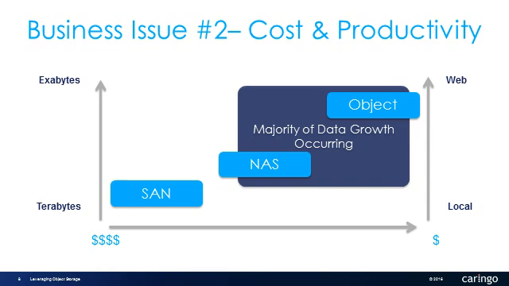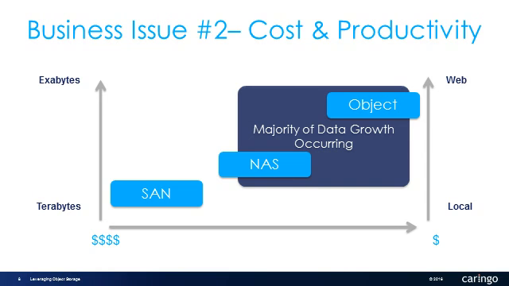At the bottom, you have price. And on the right-hand side, you have local or web-based access. So you can see where object storage fits in from a capacity, cost, and access perspective versus SAN and NAS. From a raw cost perspective, SAN is around, let's say, $2 to $3 per gig. NAS maybe around $1 per gig, and object can get to well under 30 cents per gigabyte of data.